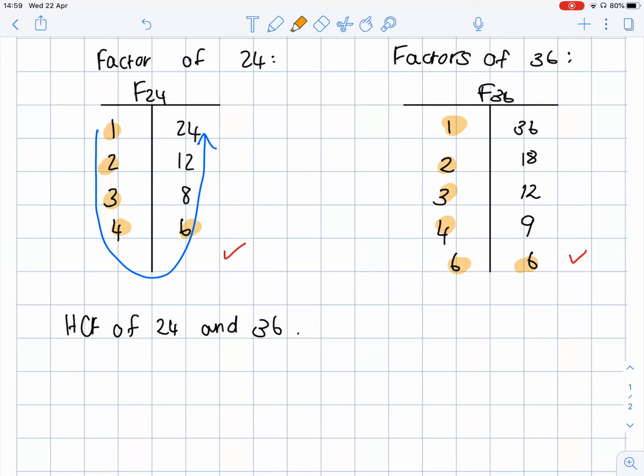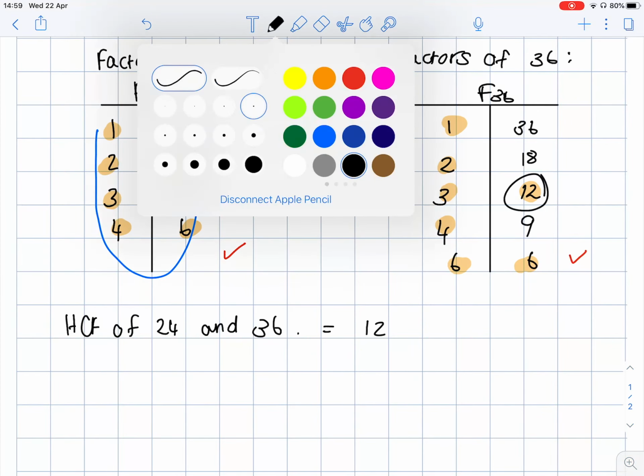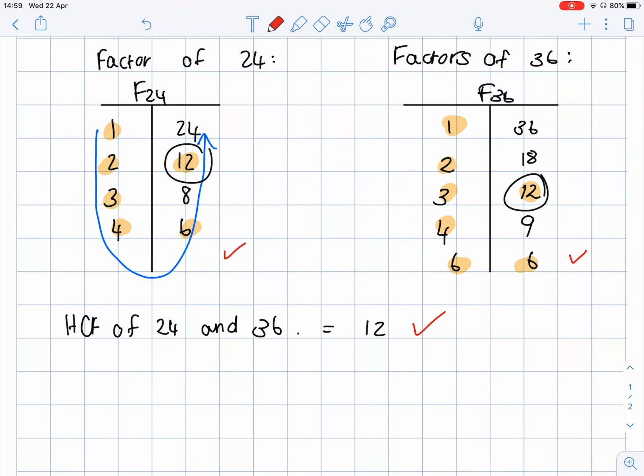There's no 8 that can go into 36. So I'll leave that one there. And then 12 can go in, right? And 24 can't go in. So the highest number that's common for both is 12. So therefore, the HCF is equal to 12. And that's where you get your third mark.